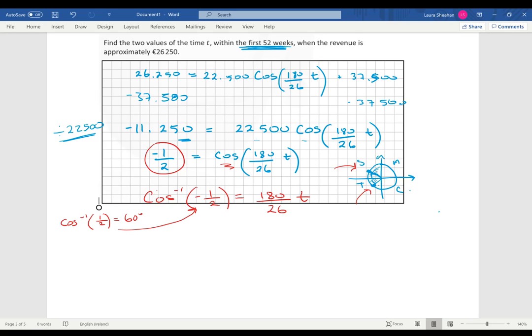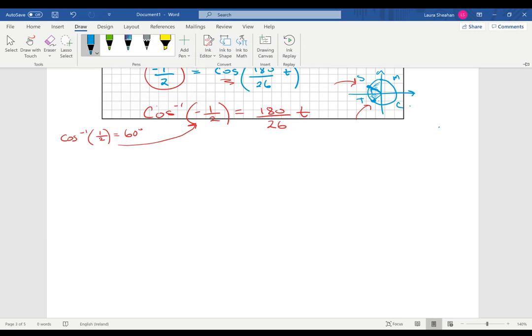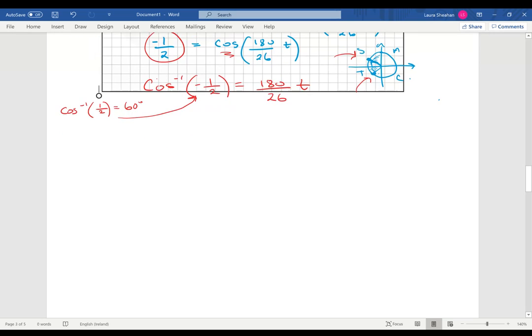Now, I'm actually going to do this question out in both degrees and radians, because sometimes, and in this question you are not specifically asked, you're just asked for t. Sometimes you are specifically asked it in radians or degrees. So on this side, I'm going to look at degrees, and on this side I'll look at radians.